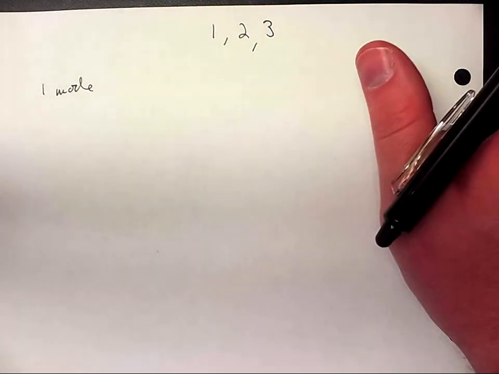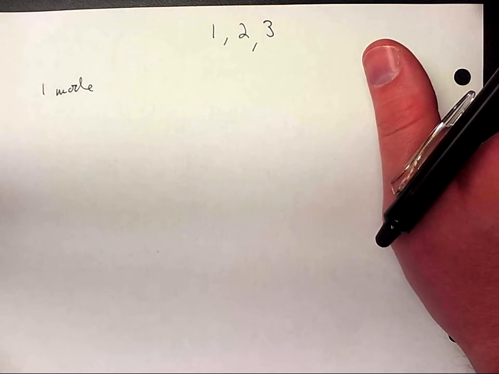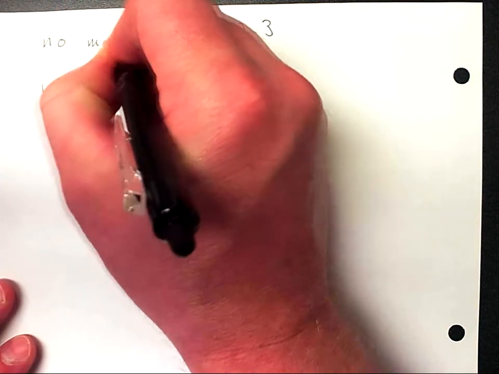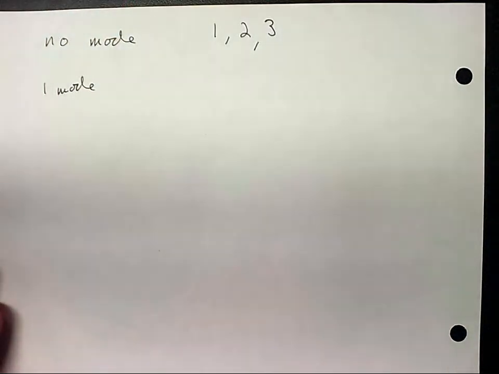Anyways, if we have the data set that just has the numbers 1, 2, and 3 in it, which value occurs most frequently? None of them occur most frequently. So therefore, do we have a mode? No. So in this case right here, we have no mode. Is everybody good with that?